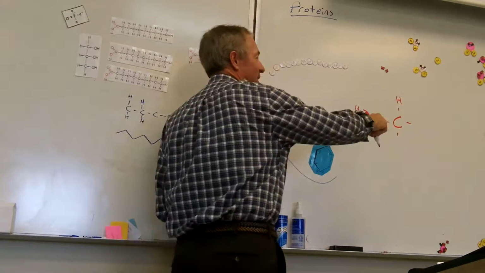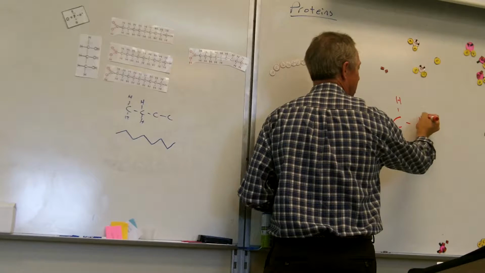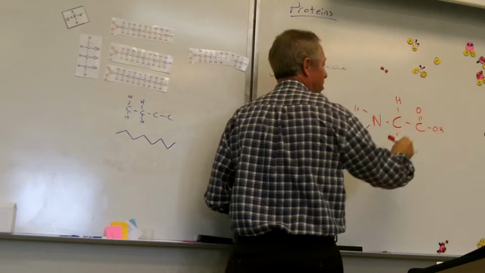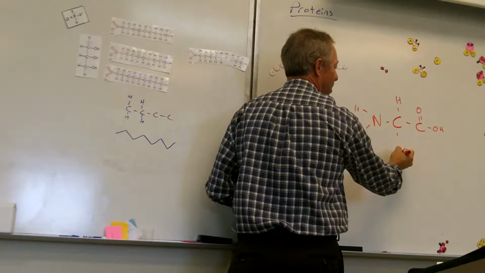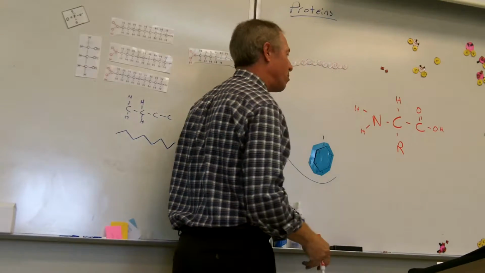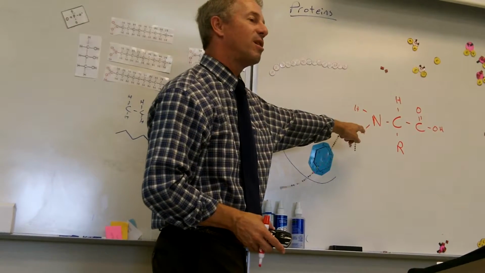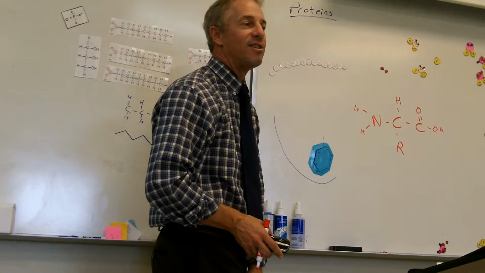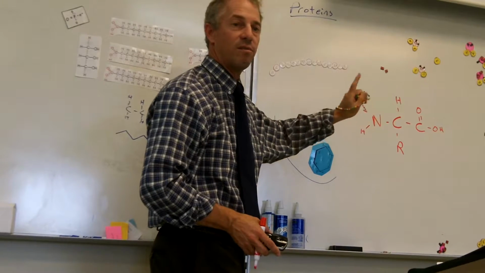What's on the other end? A carboxyl group. C double bond O, OH. That's a carboxyl group. And what hangs down? An R group. If you drew that or something like that, give yourself a pat on the back. Good job. If you didn't, memorize it now so you can get it.